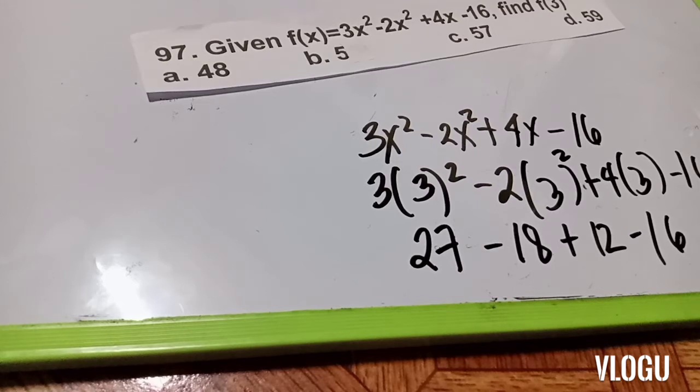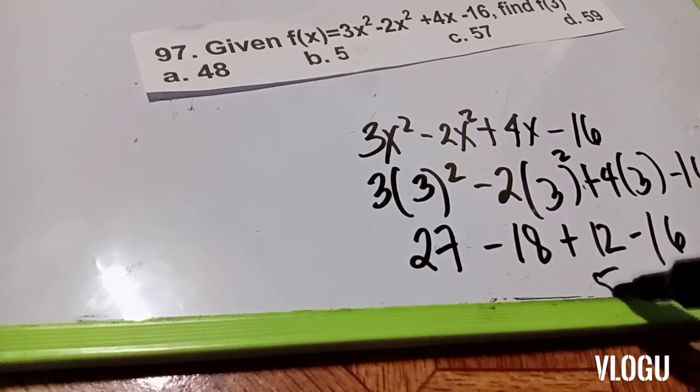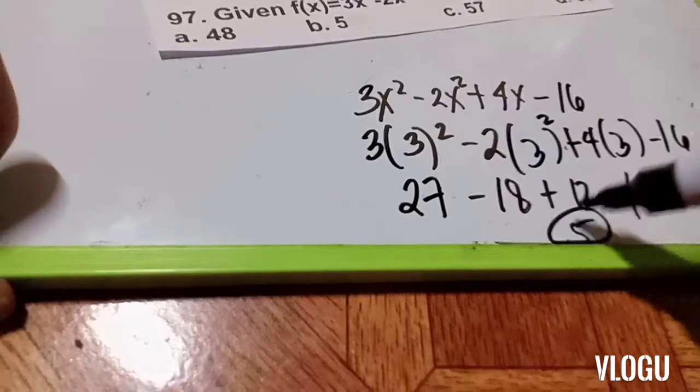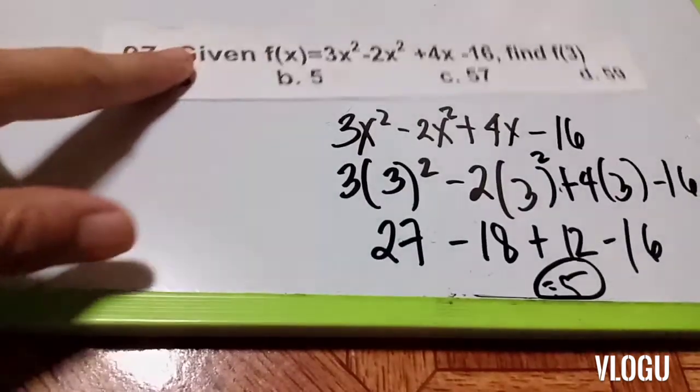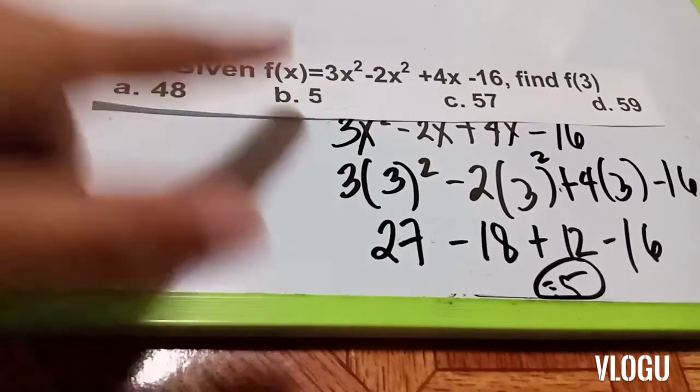27 minus 18 is equal to 9. 9 plus 12 is equal to 21. 21 minus 16 is equal to 5. So the answer is 5. Take note, the answer is letter B.